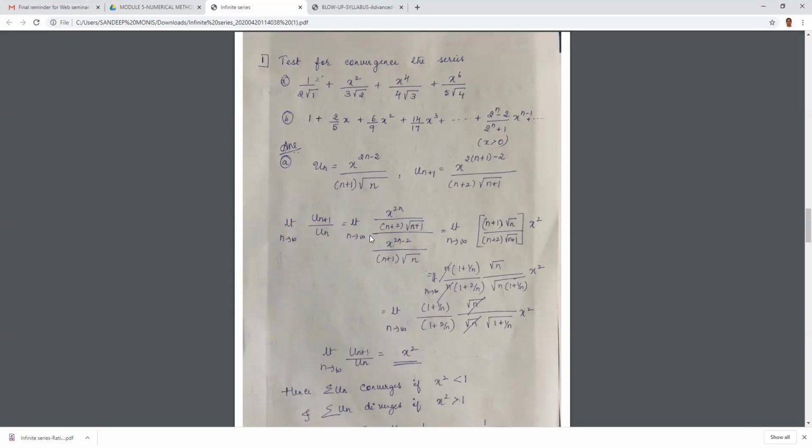Okay, now limit n tending to infinity. See, x to the power 2n, x to the power 2n cancels. You will get x to the power minus 2. This is in the denominator. When it goes to the numerator, it becomes x square, correct? Now here, this also goes to the numerator. This also goes to the numerator. This is in the denominator. Write down in the denominator.